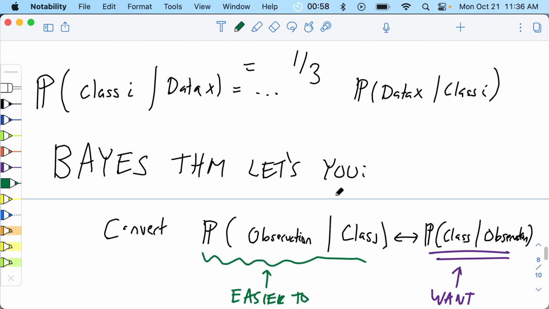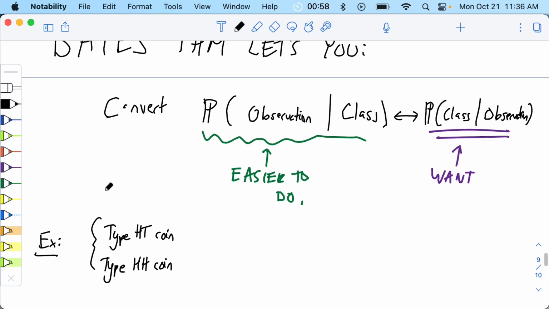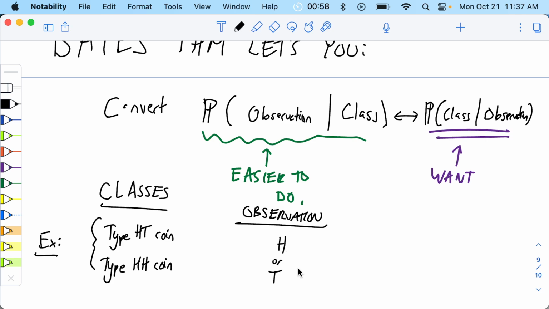Last class, I did it with this coin. So the example from last class, we had two types of coin. We had the type heads, tails coin and the type heads, heads coin. Those were our classes. And the observation was heads or tails. So you flip it, you look at one side, you either see heads or tails. And we specifically said, if you see a heads, what is the chance that it's actually the heads tails coin? And we saw that that was 1/3 by Bayes' theorem. But in general, this is the kind of idea.